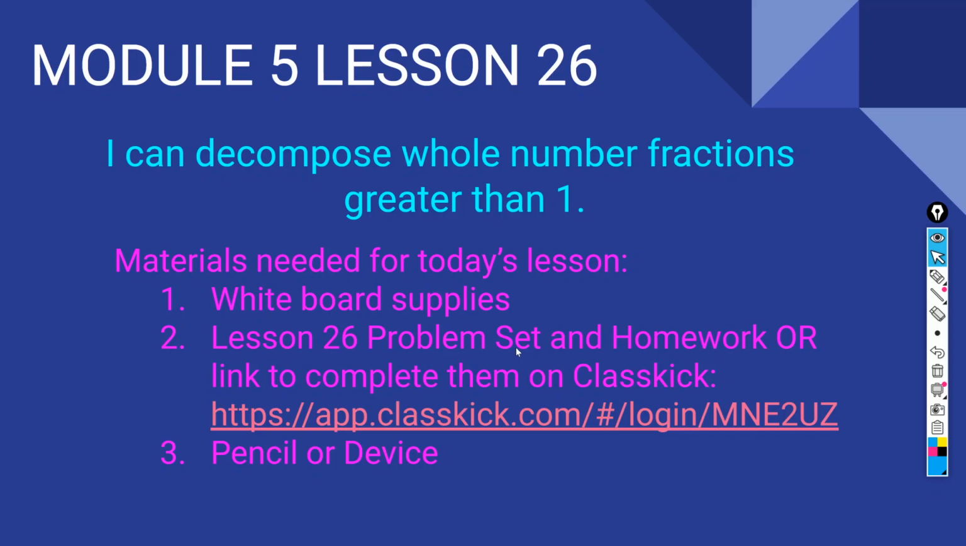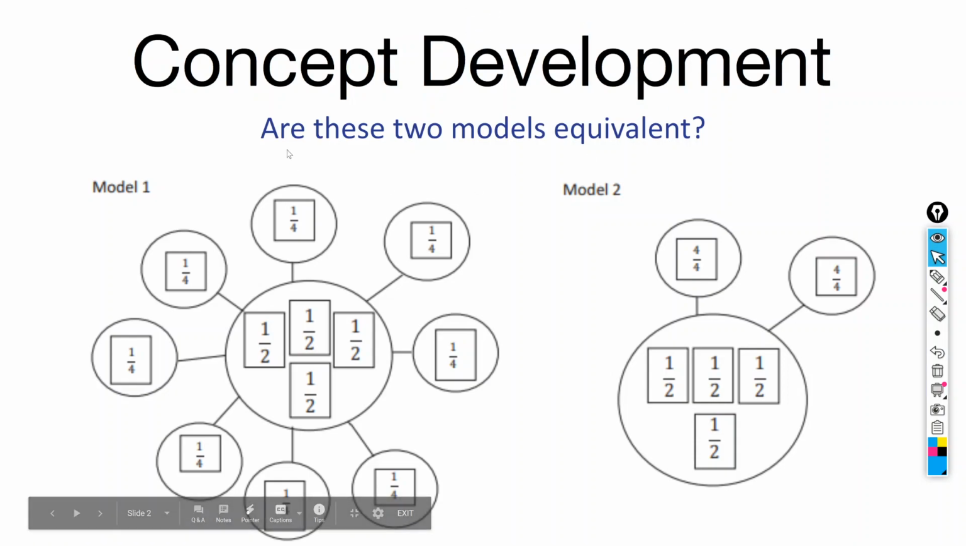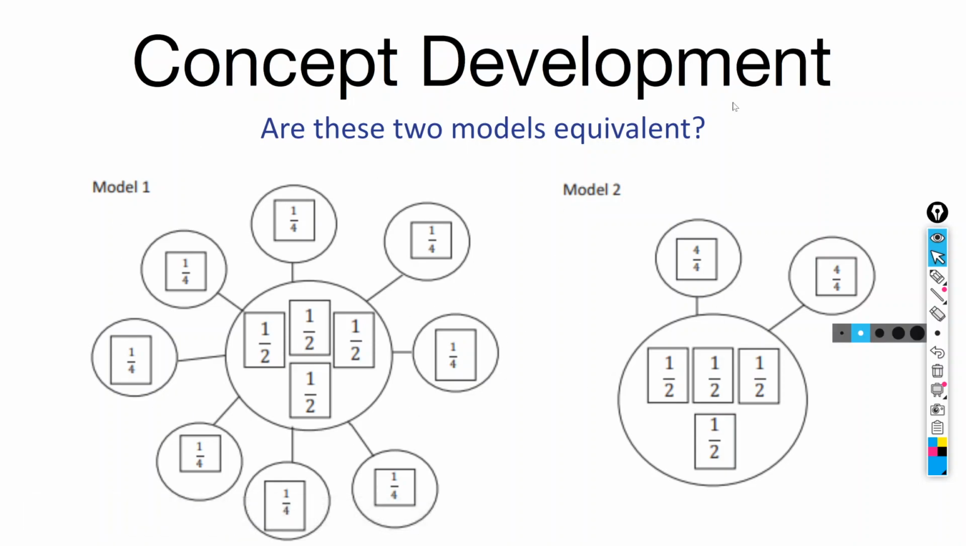Lesson 26 problem set and homework if you have the paper version, or you can just use the link to complete them on Classkick. And then a pencil if you're writing stuff down, or your device if you're doing stuff on the computer. The first thing we need to do is figure out, are these two models equivalent? So here's model 1, which is a number bond, and here is model 2, which is also a number bond.